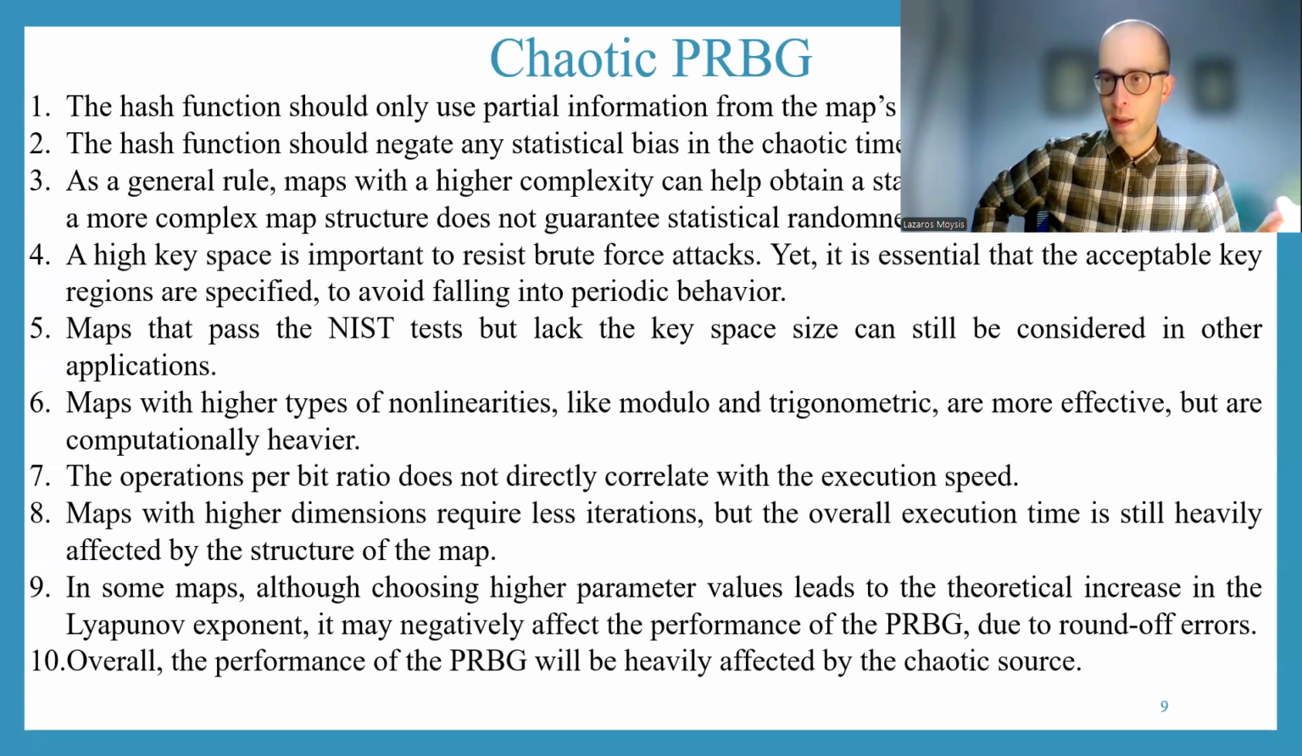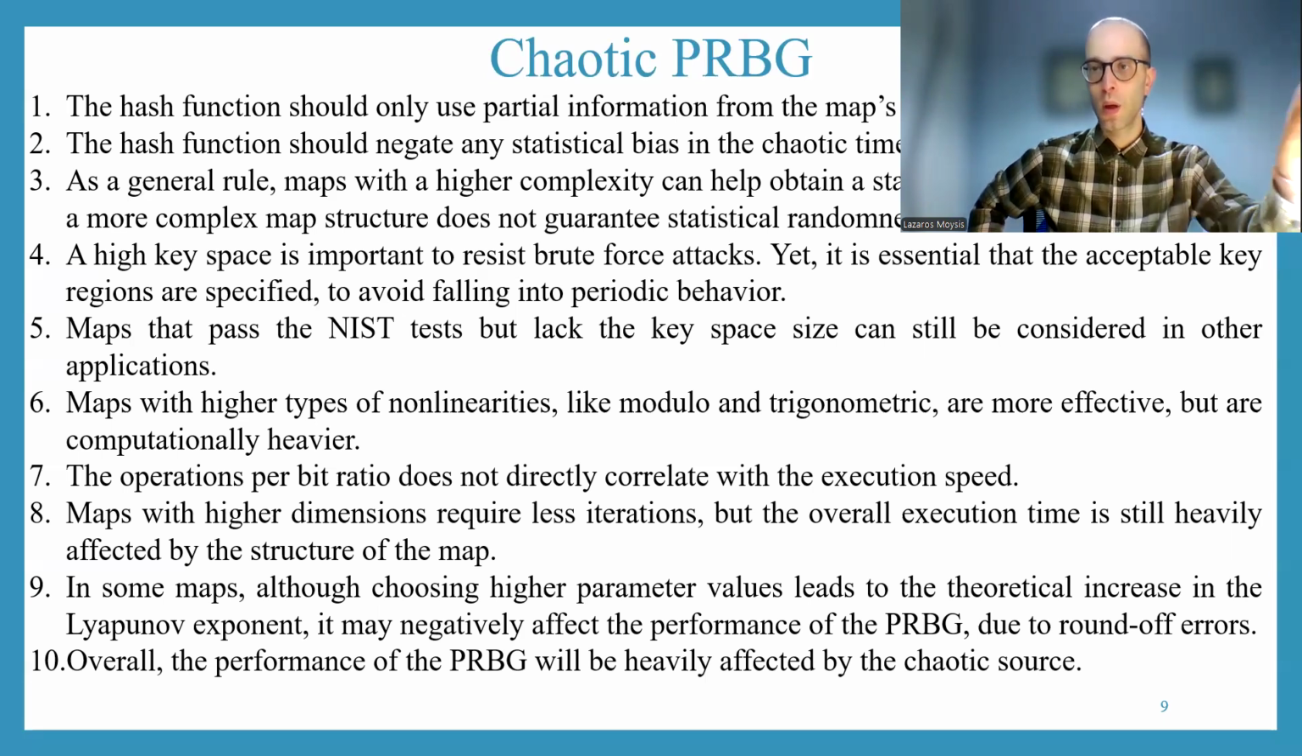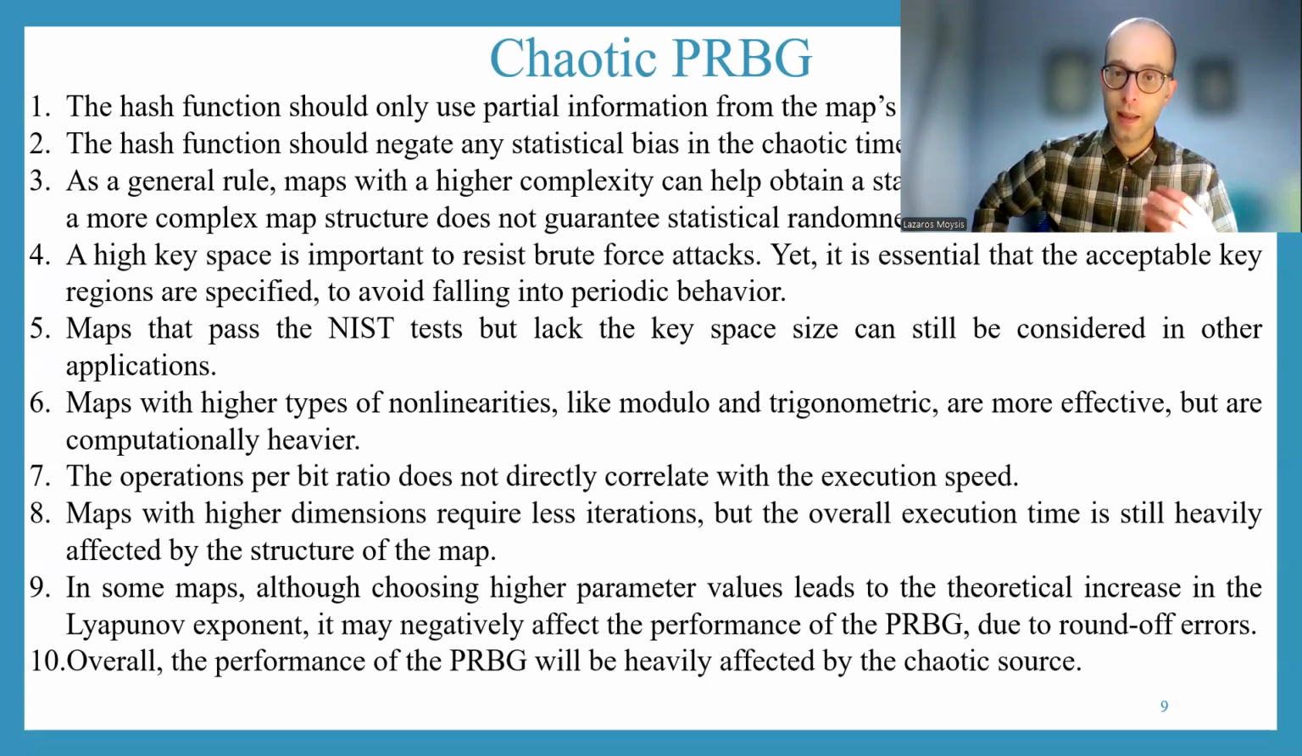Fourth observation. Of course, we need to have a very high key space to resist brute force attacks. But also it is very, very essential that we are using maps that have robust chaos. Robust chaos means that in a specific parameter region, we are not having any periodic behavior at all. These maps are very helpful, very sought after in practice, because they tell us that within a specific parameter region, I'm free to choose whatever parameter I want. So these are facilitating key management, very good key management. So they are very sought after.